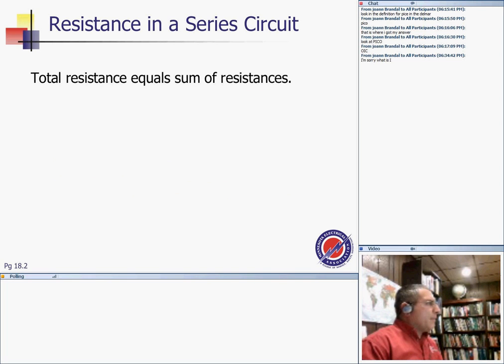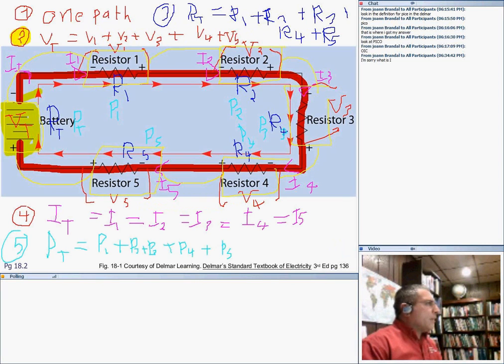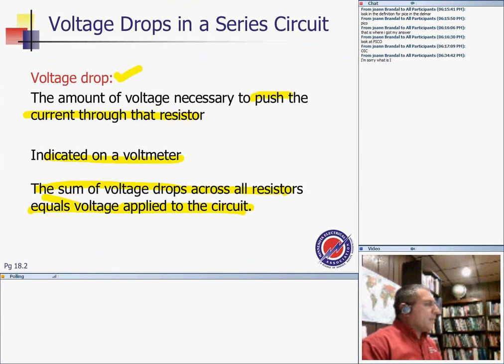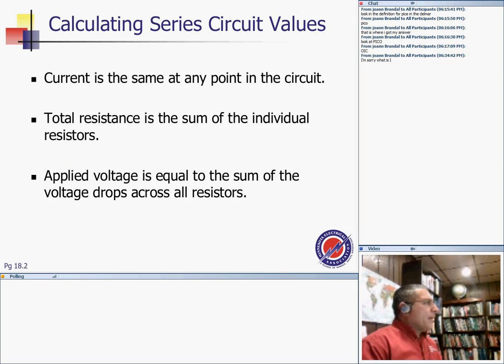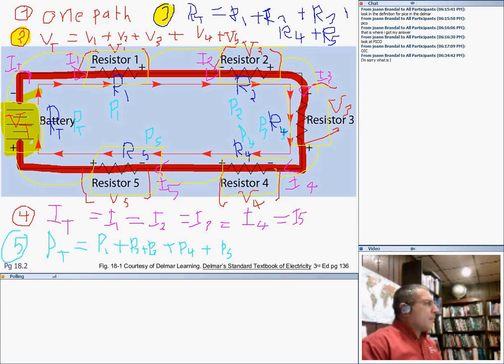Equal the sum of all the resistors. Does that sound familiar, guys? That's rule number 3: the total resistance equals the sum of all the resistors. Calculating current: the current in the circuit stays the same. Very interesting, the current in a series circuit stays the same. The total resistance is the sum of all the individual resistors, and the source voltage equals the sum of all the voltage drops. These are the three rules we just touched on.